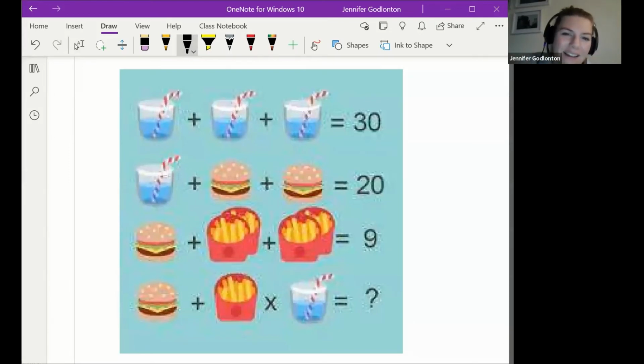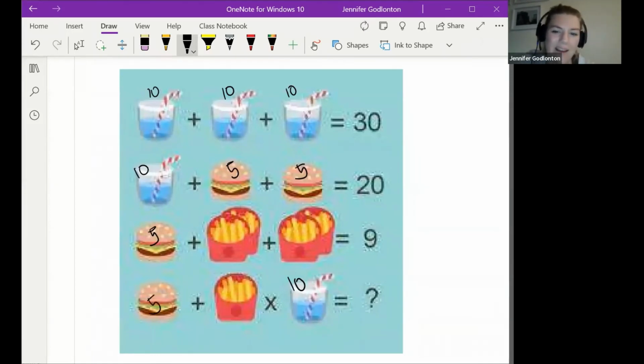Okay. These all have to be 10, because 10 plus 10 plus 10 is 30, which means this is 10 and this is 10, which means our burgers must be 5, which means our chips must be 2 and 2, so that's a single chip. So we've got 1 times 10, which is 10, 5 plus 10, which is 15.